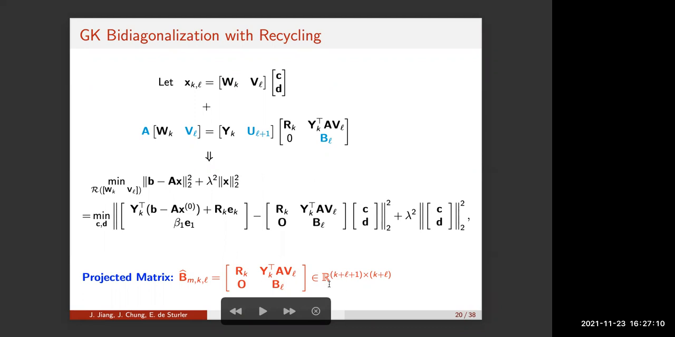We can see the size of the matrix is K plus L plus 1 times K plus L, and this number is pretty small. It's also not related to the size of the original inverse problem. Then we can solve this projected problem, get the solution CD, and map it back to get the solution X, which is the solution of the original inverse problem.